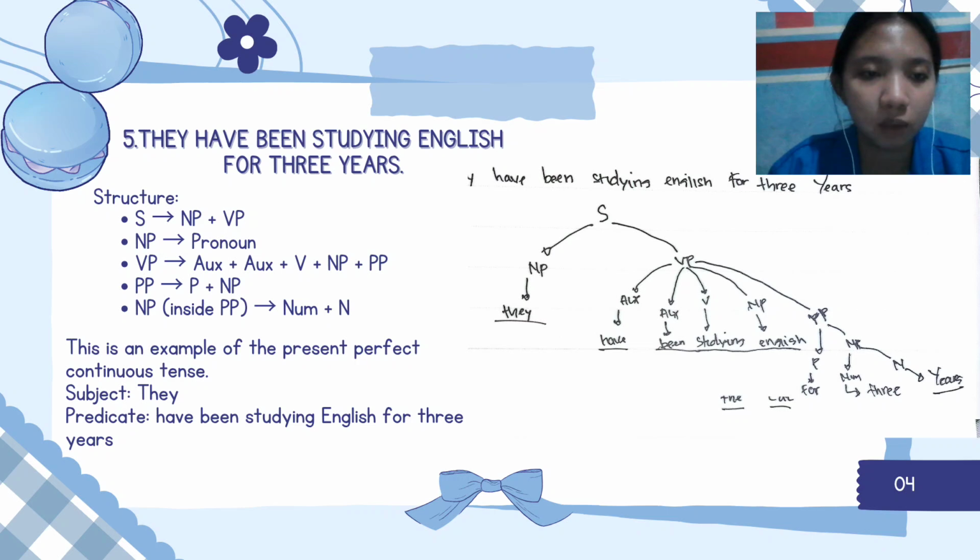This is an example of the present perfect continuous tense. Subject is they. Predicate is have been studying English for 3 years. The VP contains two auxiliaries followed by the main verb. The prepositional phrase for 3 years expresses duration and functions as an adverbial phrase.